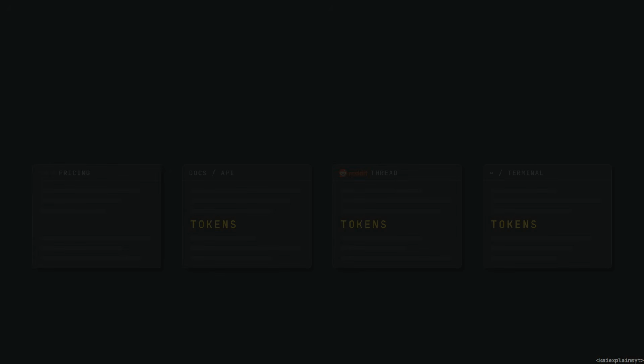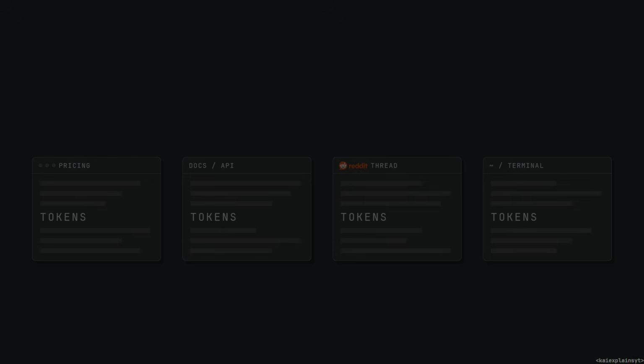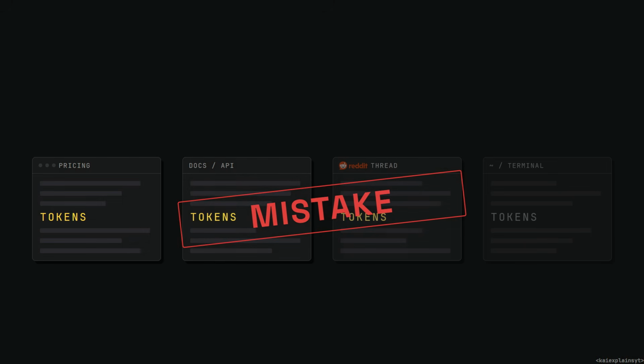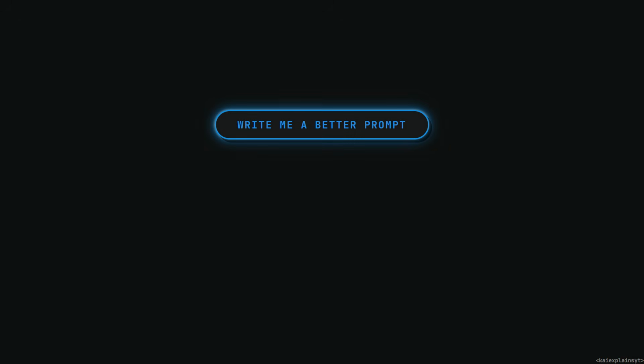When I first started using AI tools, seriously, I kept seeing the word tokens everywhere, on pricing pages, documentation, Reddit threads, everywhere. And I just kind of skipped over it. I figured it was a technical thing that didn't really affect me. That was a mistake, because once I understood tokens, I understood why AI behaves the way it does. And I started writing much better prompts almost immediately.